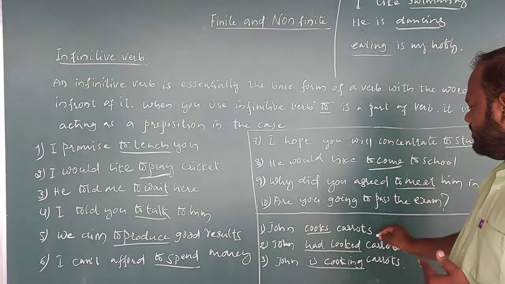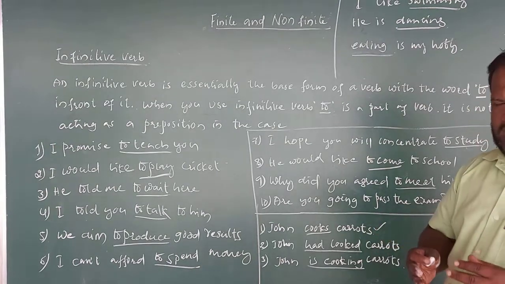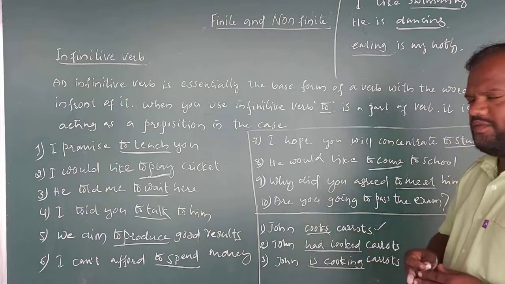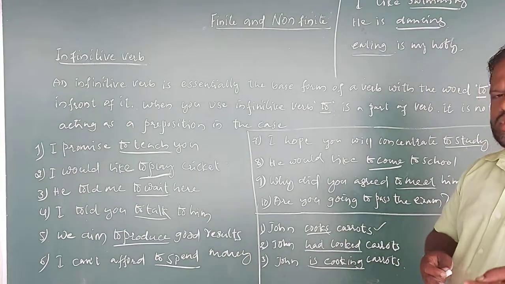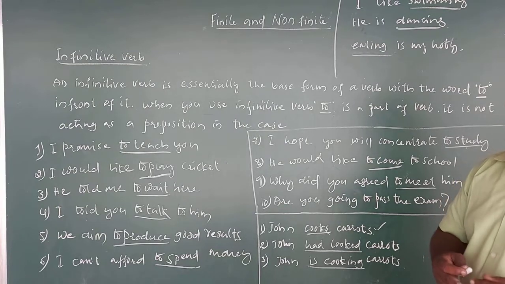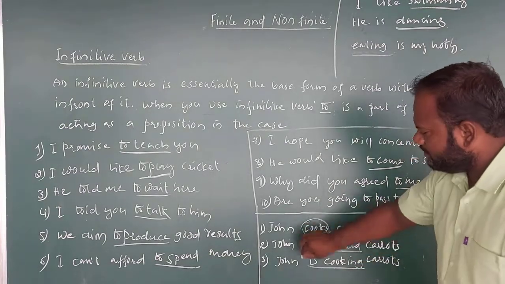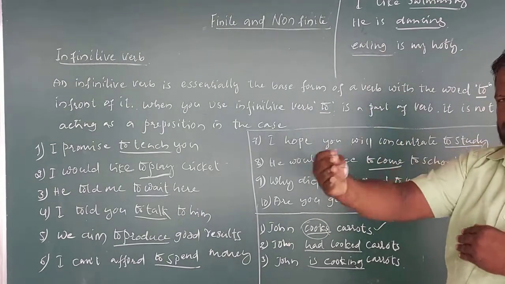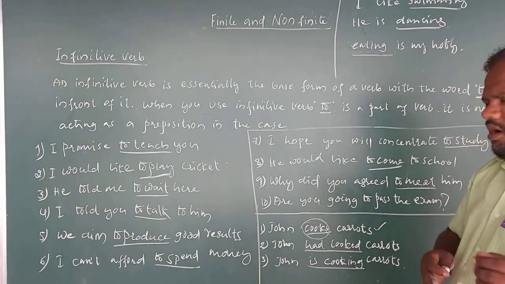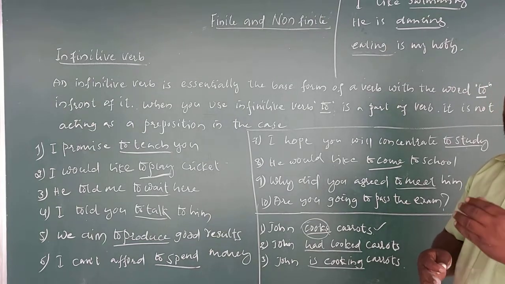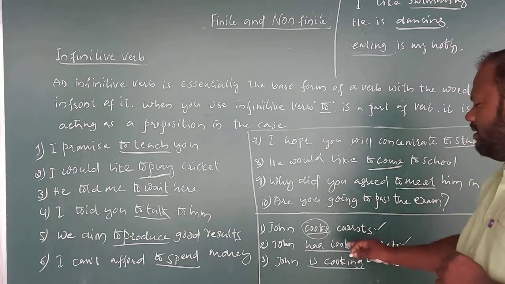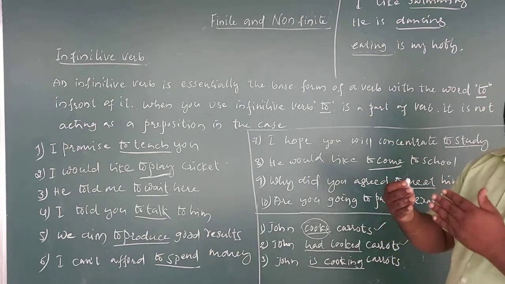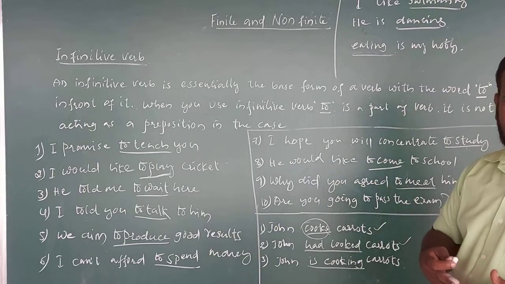John cooks carrots. We can understand that this is in the simple present tense because the verb carries the S form. The verb is cooks. When we change it into past perfect tense, it becomes John had cooked carrots. Or simple past, John cooked carrots. It will be like that.